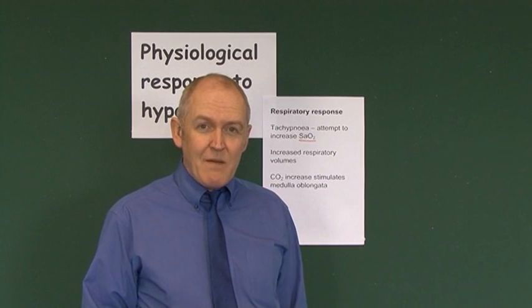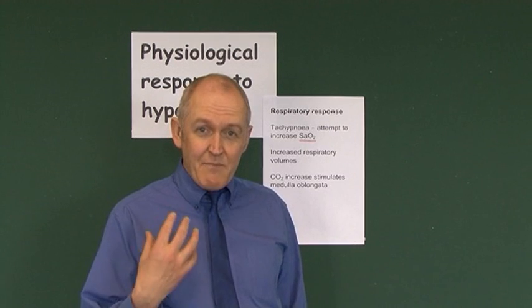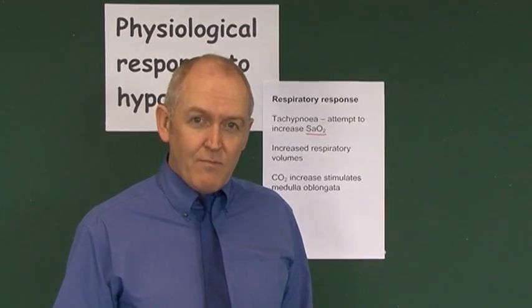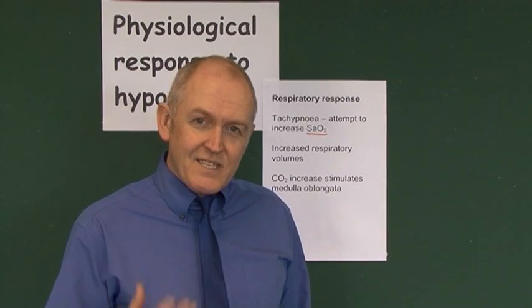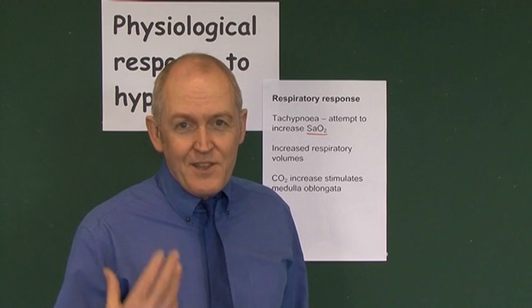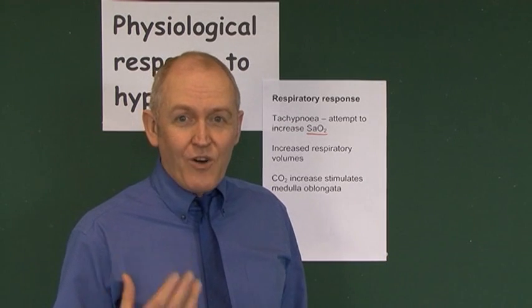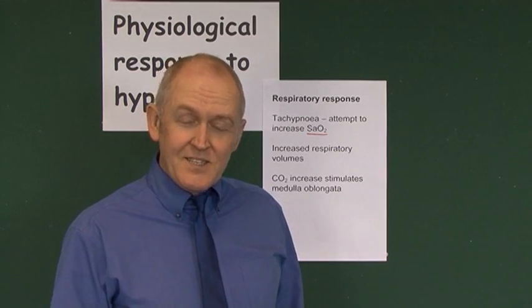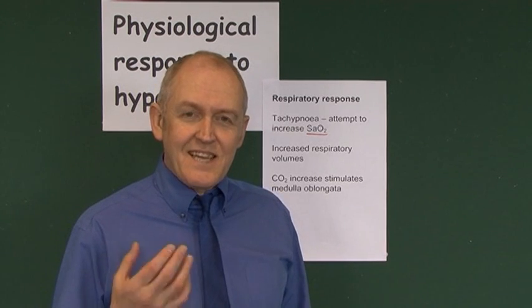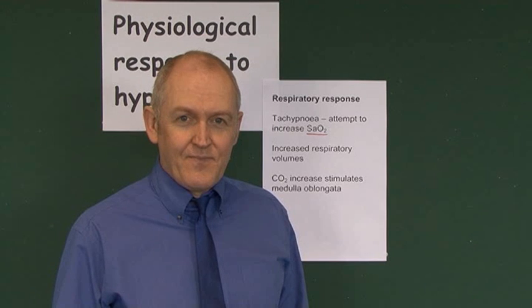Tachypnea means rapid ventilation, so rapid breathing. So when the amount of oxygen in the blood drops, there is an attempted respiratory compensation. You're going to breathe faster to try and get more oxygen in. And in terms of the oxygen flux equation, what we're trying to do is increase the saturation of oxygen.